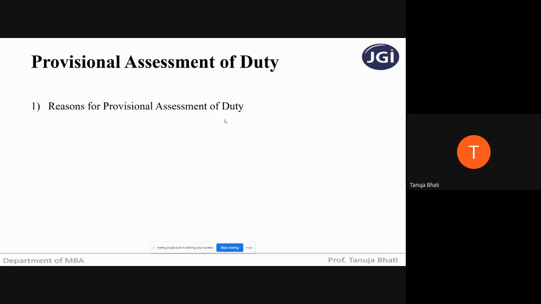Number three, where all the documents are being provided by the importer or exporter, but the proper officer is thinking that further inquiry is necessary on those goods which are imported or exported. Fourth, the proper officer has not received the full information or documents from the importer or exporter on those goods and he wants to make further inquiry. So these are the four reasons or four conditions for which provisional assessment of duty is supposed to be done.